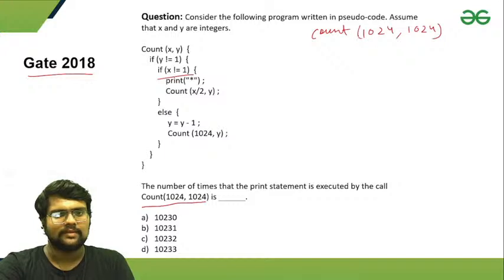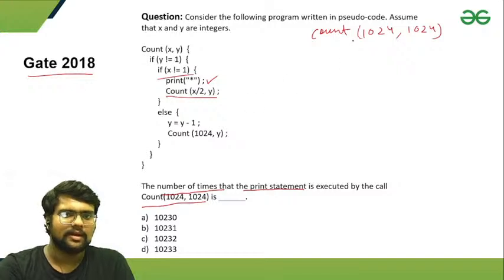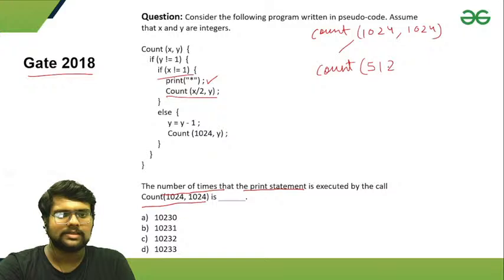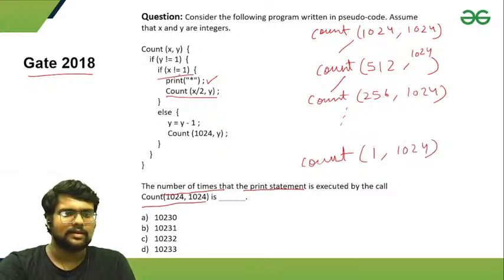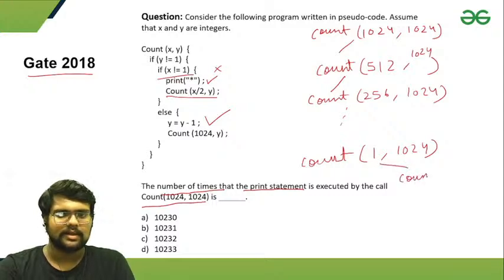Here also x will be compared with 1. x is 1024, which is not equal to 1. Okay. So we will execute this print statement. And in the question, they have asked us to count how many times this print statement gets executed. So we will call count of 512, comma y, where x is divided by 2 and y is 1024 here. Again, it will be called for 256, comma 1024, and it will go on until count(1, 1024). When x is equal to 1, this condition will be false, and we will go to the other condition, where it is again called with 1024.